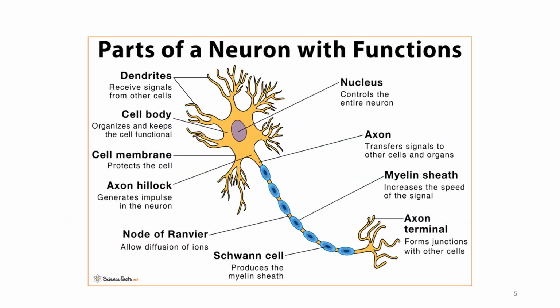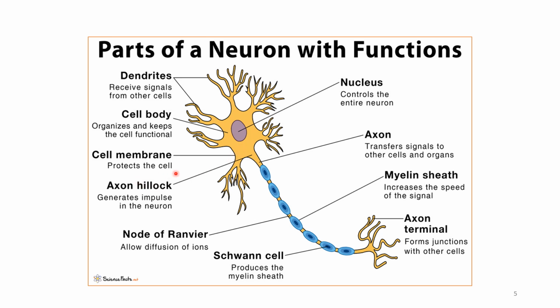See here in this picture it is depicted parts of a neuron with its functions. As we have seen in the last slide, the dendrites will receive signals from the other cells. The cell body contains the nucleus. This nucleus controls the entire neuron. The cell body organizes and keeps the cell functional.